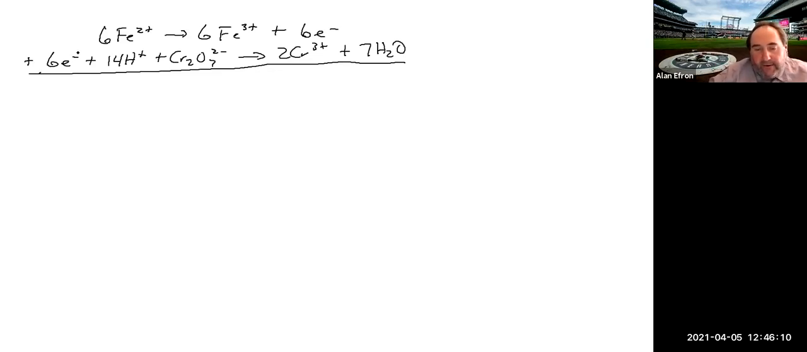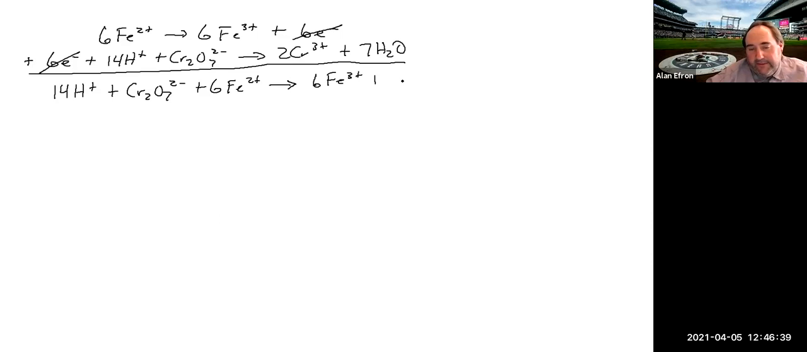We're going to cancel out whatever is the same on opposite sides of the arrow or reduce it down. In this case, that looks like it. So that's going to give me 14 H+ plus Cr2O7 2- plus 6 Fe2+. Everything on the left-hand side of the arrow stays on the left-hand side of the arrow. Everybody on the right-hand side of the arrow stays on the right-hand side of the arrow: 6 Fe3+ plus 2 Cr3+ plus 7 waters.